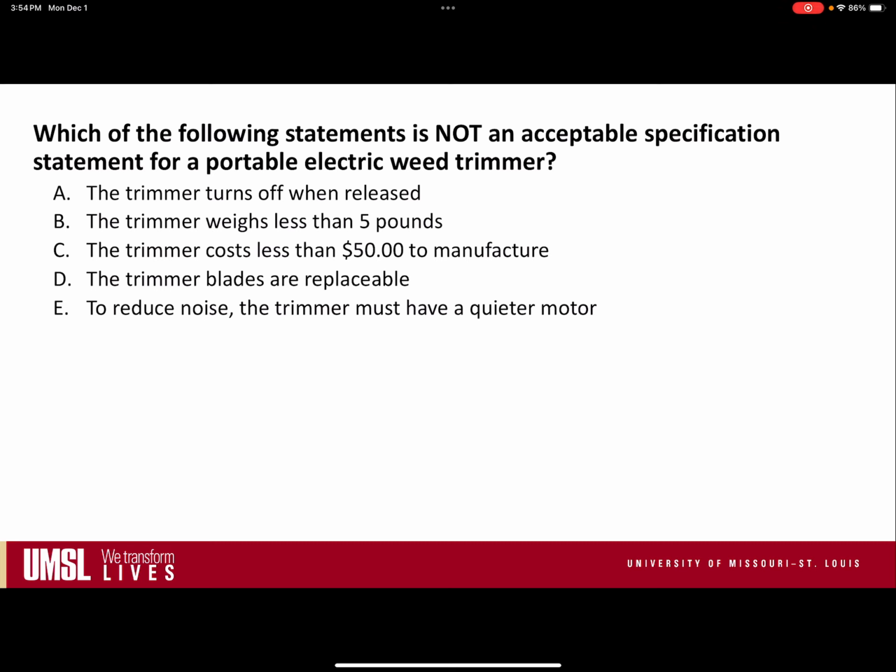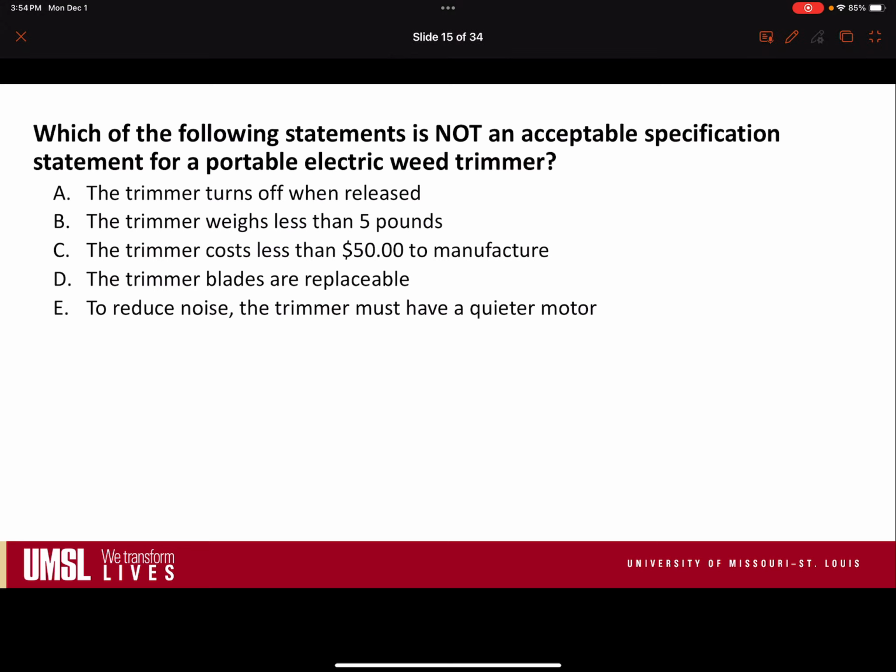Let's see which one is not an acceptable specification for a portable electric weed trimmer. If you have a trimmer, which one is not acceptable? The trimmer turns off when released. The trimmer weighs less than 5 pounds. The trimmer costs less than 50. The blades are replaceable. And to reduce noise, the trimmer must have a quieter motor. This one is not acceptable because it talks about the solution.